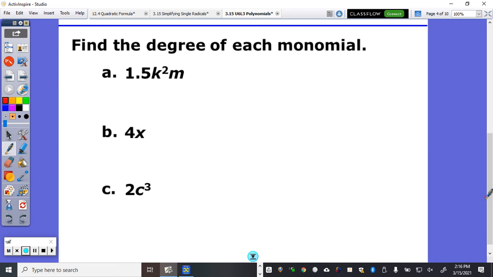What's the degree for this one? 3. What's the degree for this one? 1. And the degree for this one? 3. Good. So that's how we find the degree of each term, of each monomial. That'll be important for us.